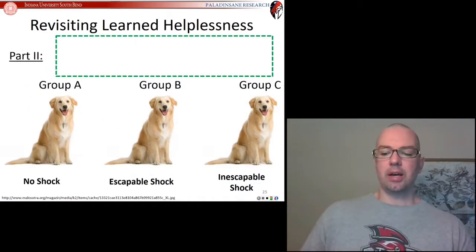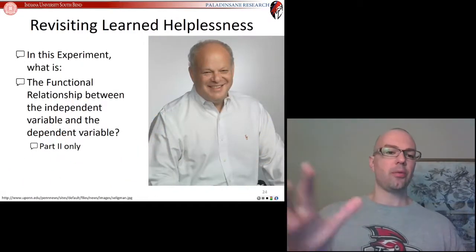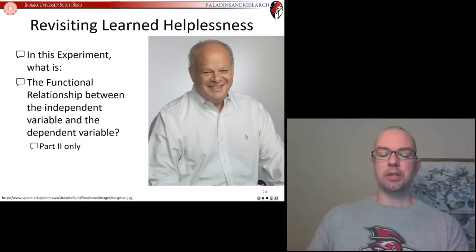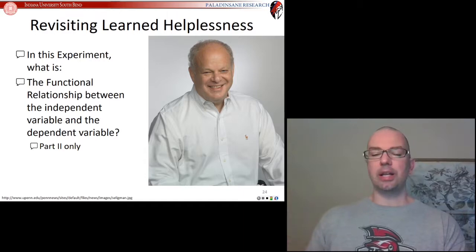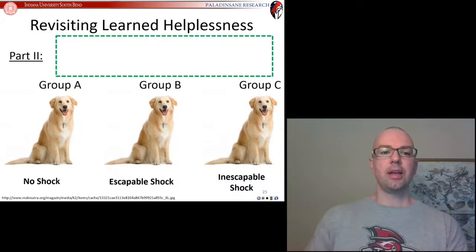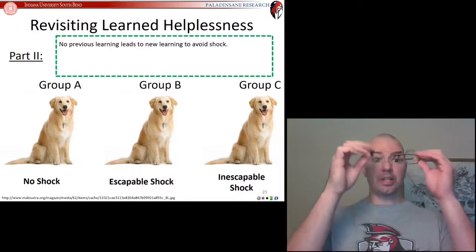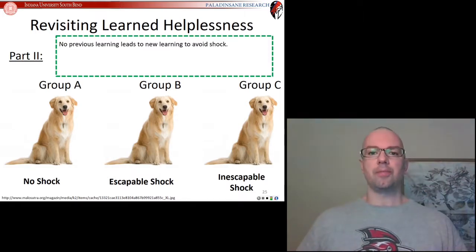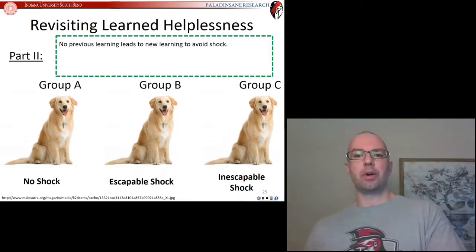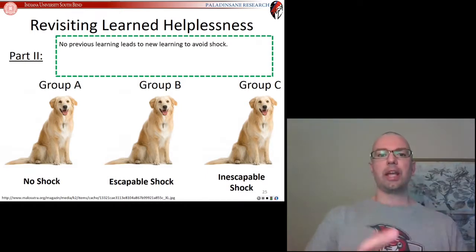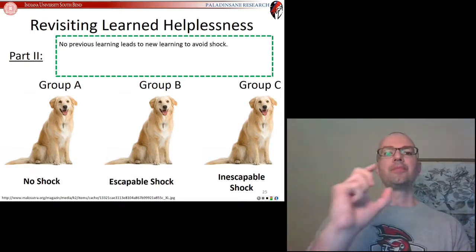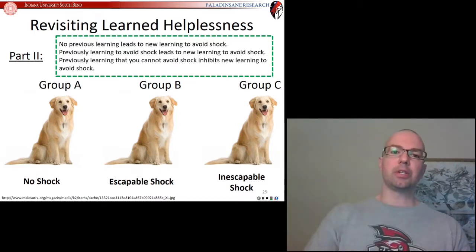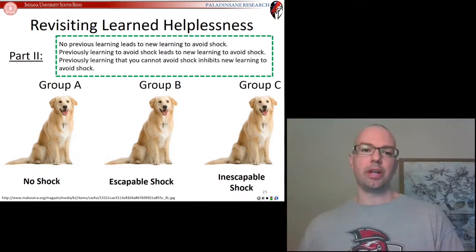And what we have, once again, pause the video at this point, write down your answers so you can make sure that you have these terms mastered. But if you've done that already, let's get to the answers here. So for part 2, the functional relationship included the fact that no previous learning leads to new learning to avoid the shock. Previous learning to avoid a shock leads to new learning to avoid a shock. And previous learning that you cannot avoid shock inhibits new learning to avoid a shock.